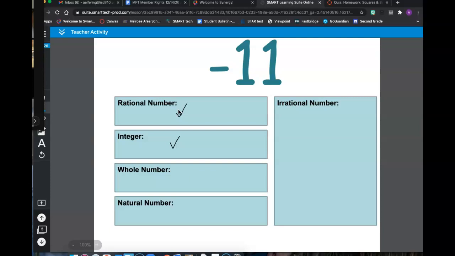You guys, it cannot be a whole number. Whole numbers are not negative. So some of you checked whole number. Whole numbers can't be negative. Some of you checked irrational. This is a nice number. Negative 11 makes sense. If they're nice numbers, that means they're not irrational. Okay? All right, let's try another one.